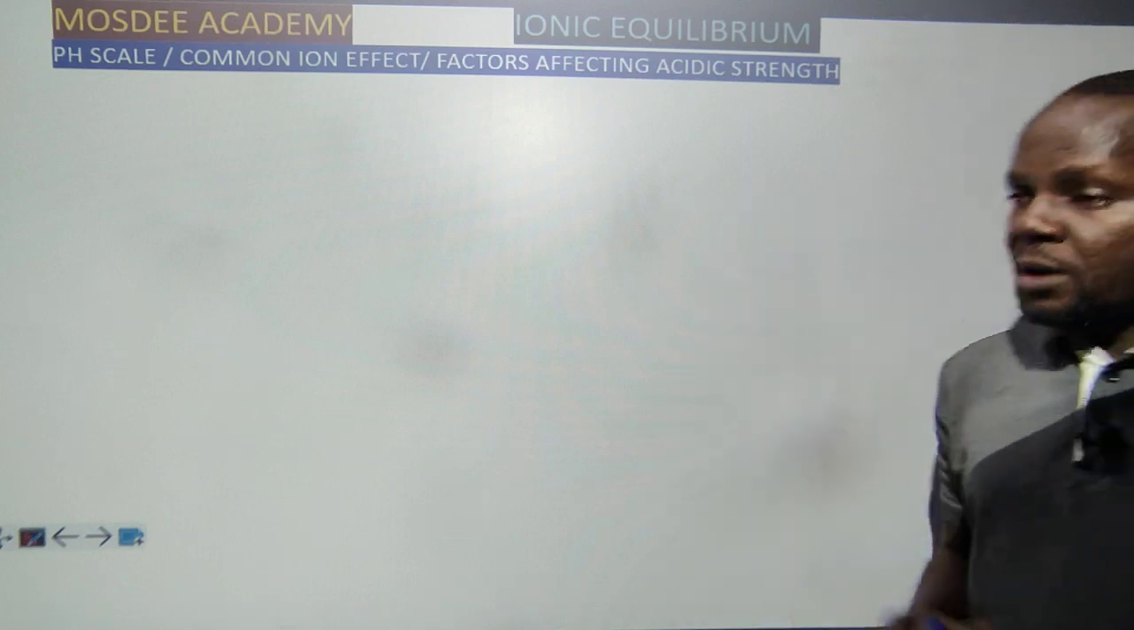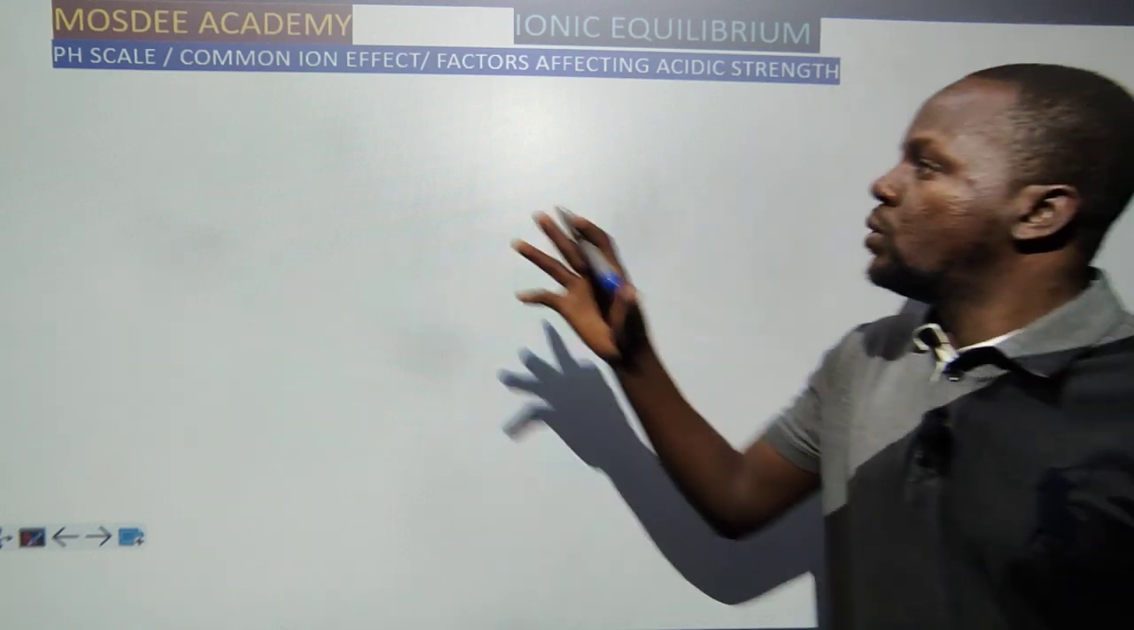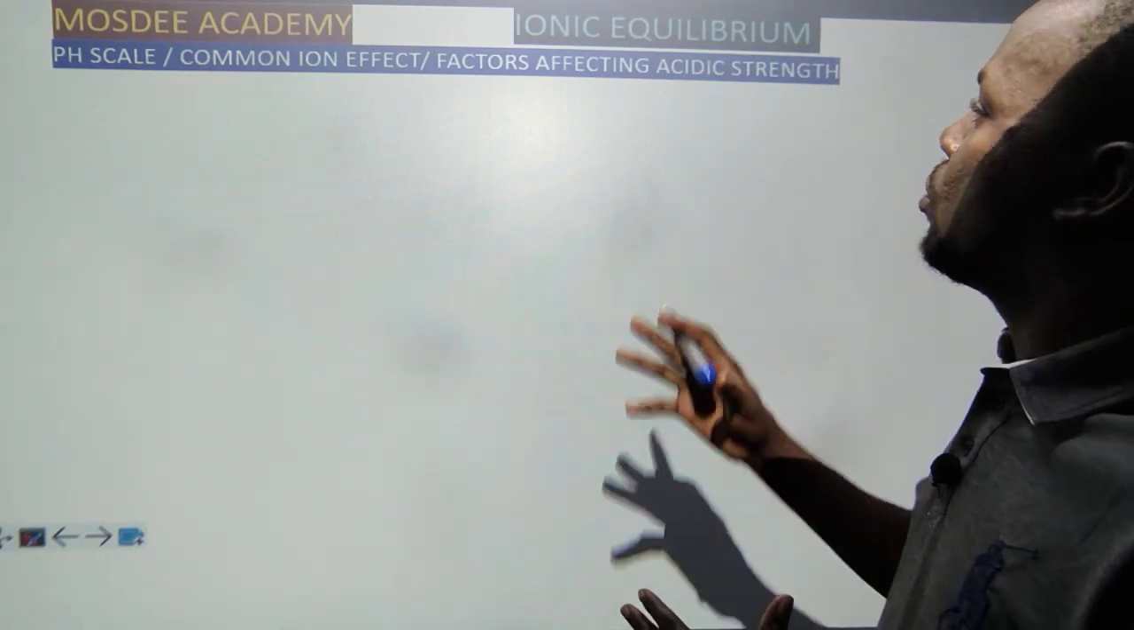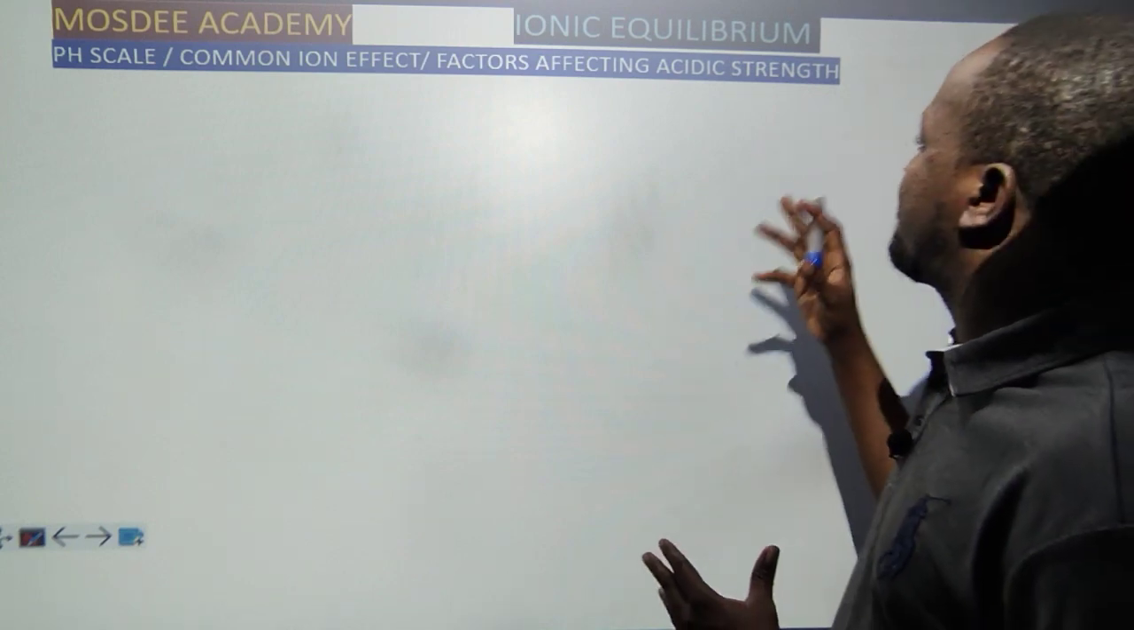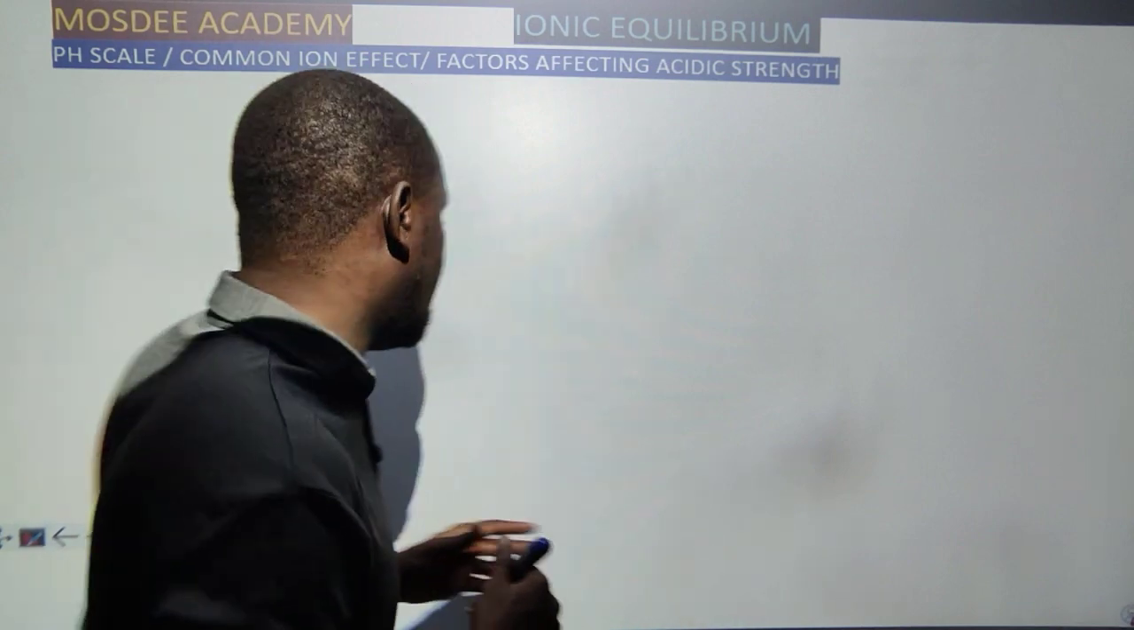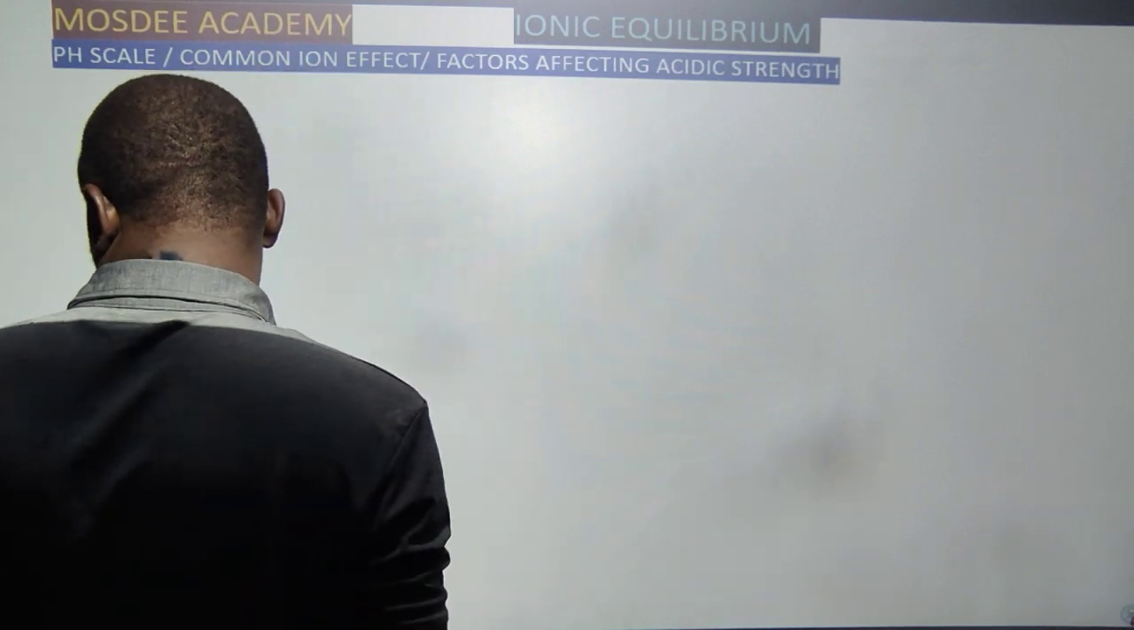Thank you very much. Now we are getting into the work of today, which is basically the pH scale, the common ion effect, and some factors affecting acidic strength. Now, a quick summary about the pH scale. I'm not going to waste your time on this, I promise that.